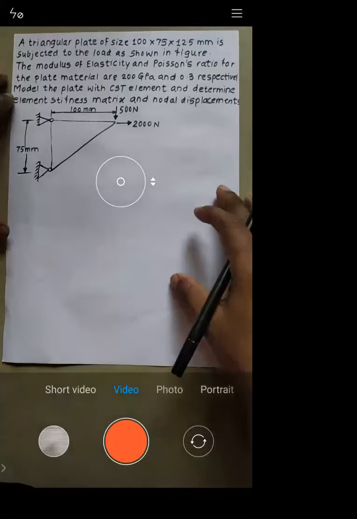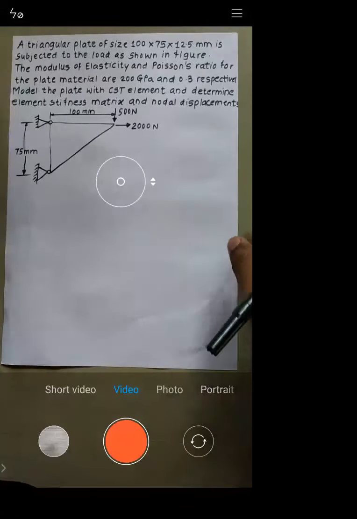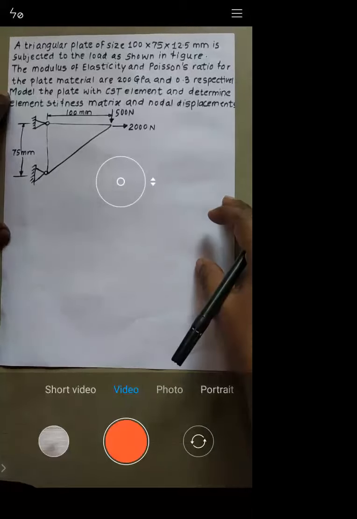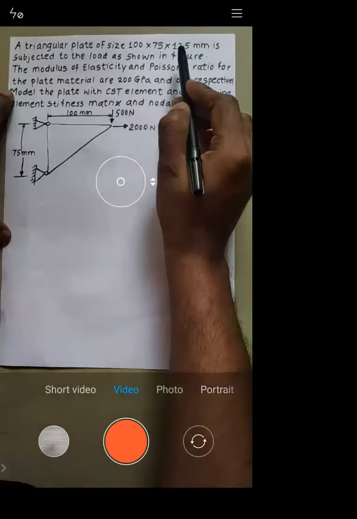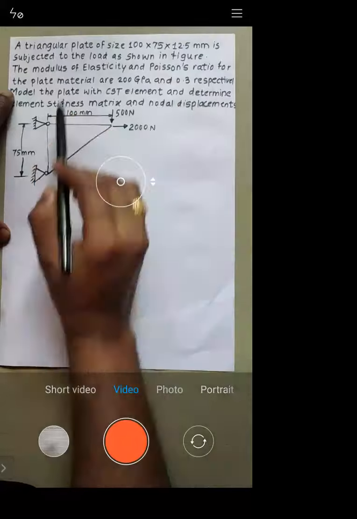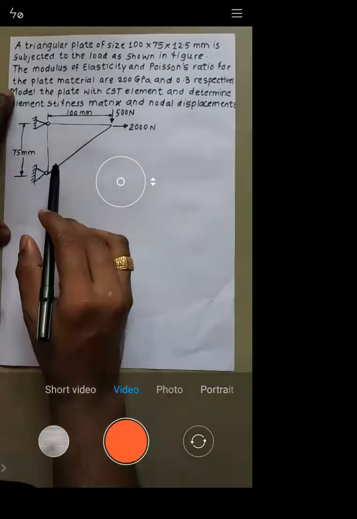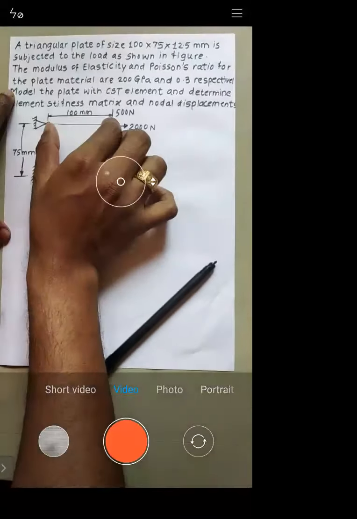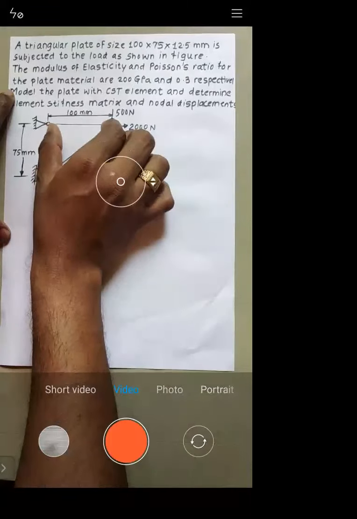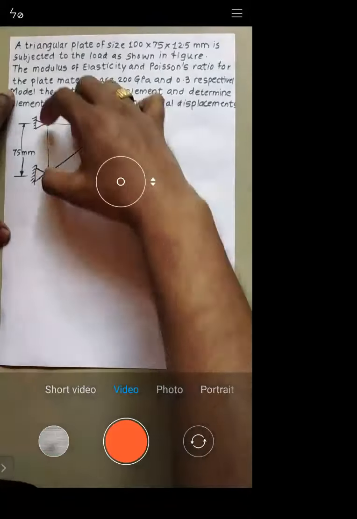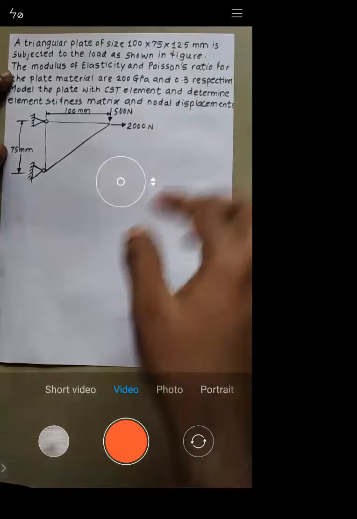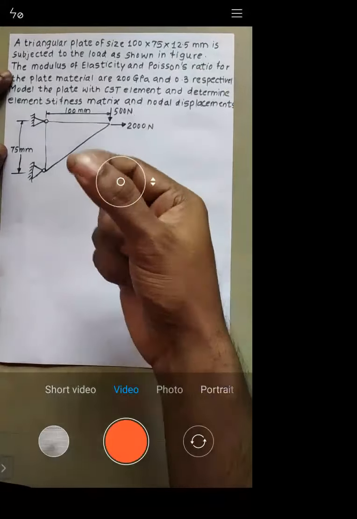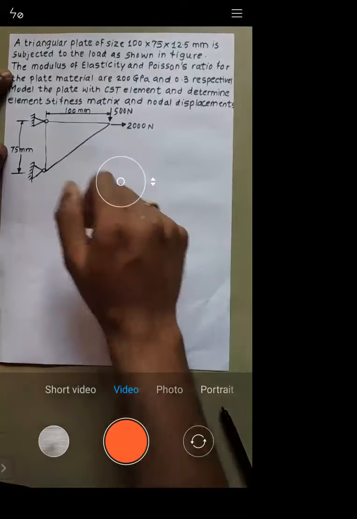Okay, let's see this problem. A triangular plate of size 100 by 75 by 12.5 mm. So this is basically a triangular plate of what size? This dimension measures 100 mm, this measures 75 mm, into 12.5 mm. So 12.5 mm is nothing but the thickness of this triangular plate, right?